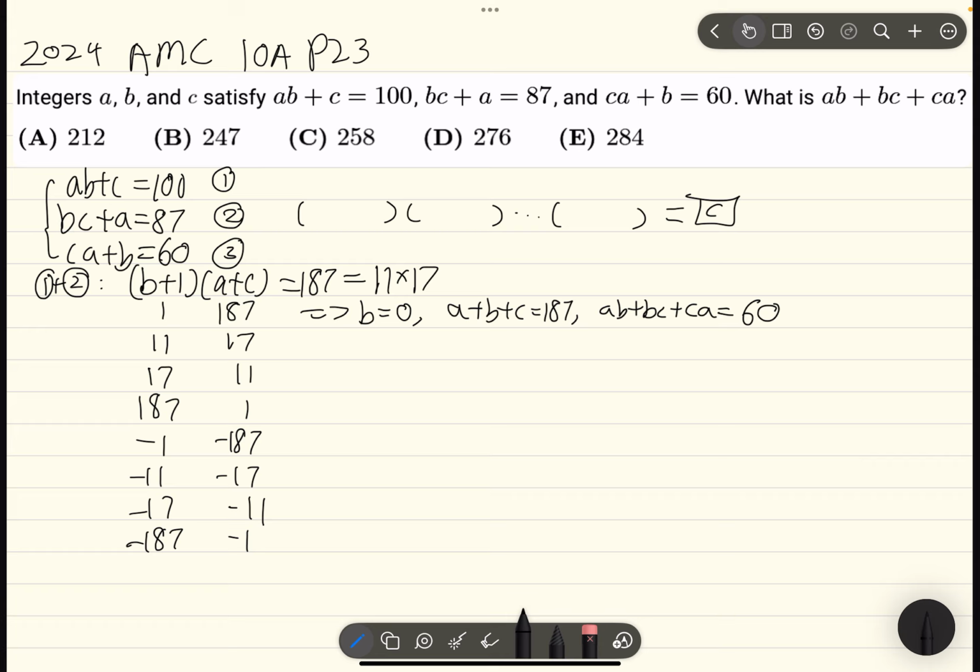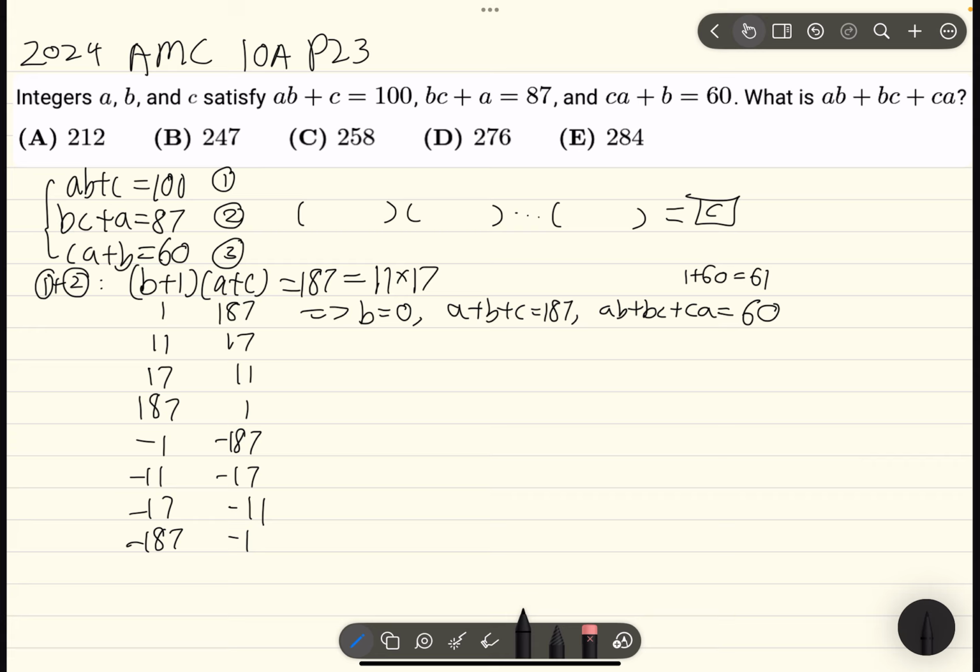However, in this case, a, b, and c are integers. So are a and c actually integers or not? How do you figure this out then? Well, we know b is 0, so this is just gone. So ca is actually 60. If ca is 60, and c and a are both integers, then c and a are some factors of 60. But even if c is 1, a is 60, which is the largest sum you can get of c plus a, 1 plus 60 is still 61, which is clearly not 187, which is a plus c here.